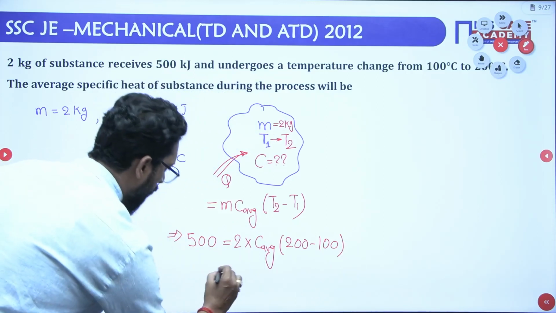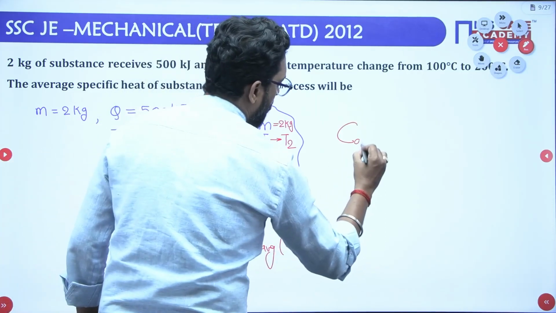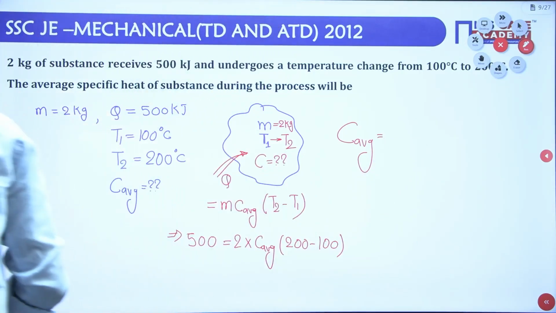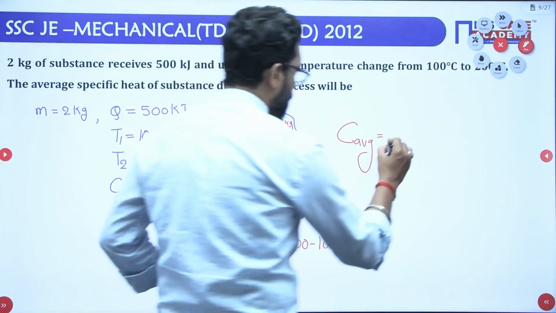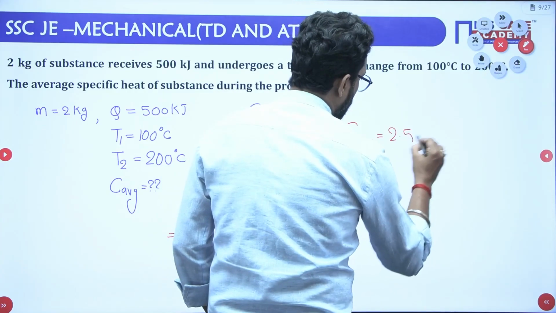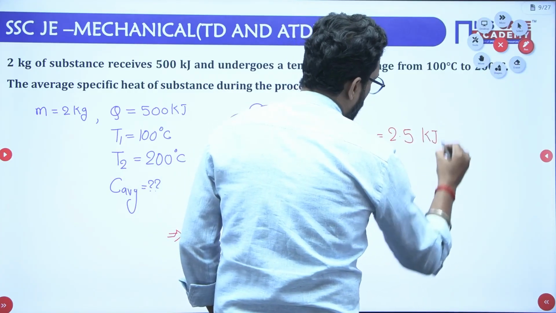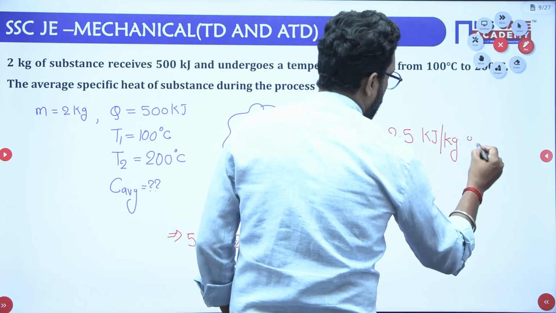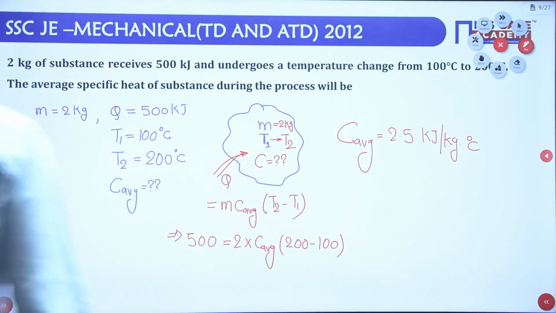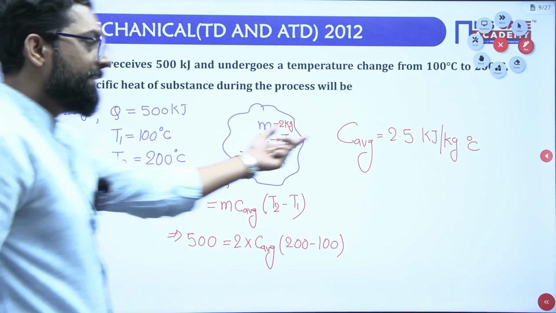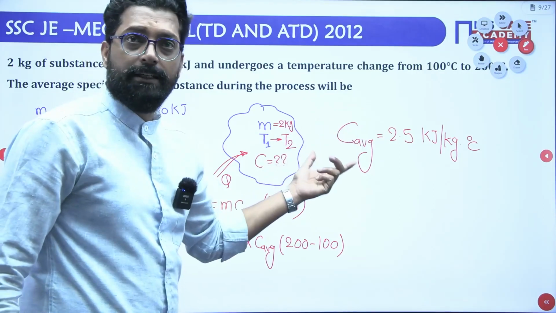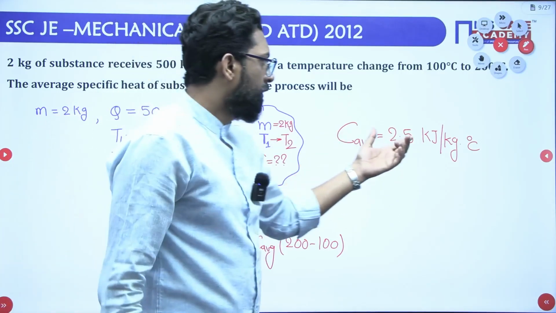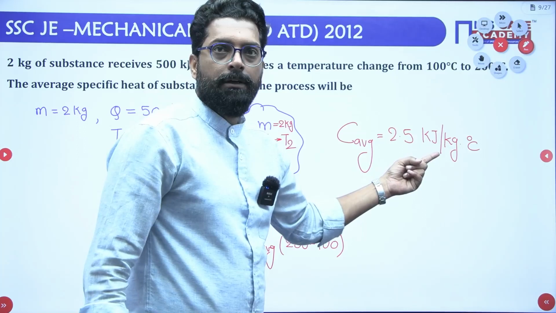So if you solve this one, what is the average specific heat of the substance? If you solve this, you get 2.5 kilojoule per kg degree centigrade. Yes or no? Kilojoule per kg degree centigrade. So what is the specific heat? A specific heat is the energy content per unit mass basis.